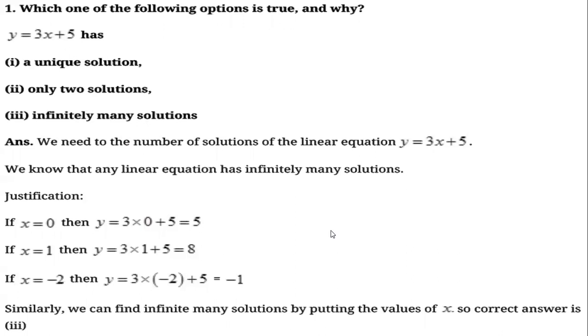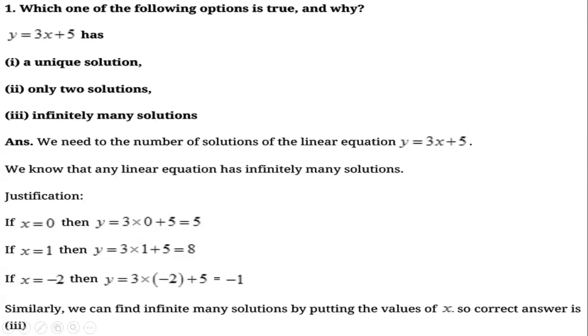Now, the first question is, which one of the following options is true and why? The equation is y is equal to 3x plus 5. The options given are: option 1, that the given equation will have a unique solution; option 2, that the given equation will have only two solutions; and option 3, that the given equation can have infinitely many solutions. What do you think the correct option could be?